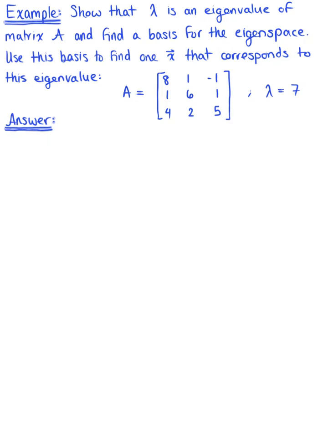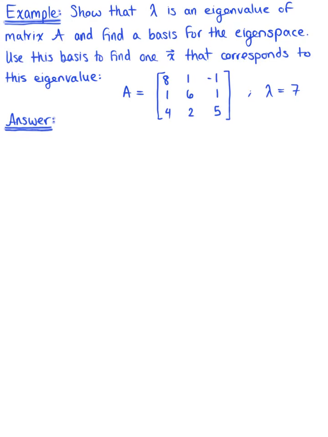Show that lambda is an eigenvalue of matrix A and find a basis for the eigenspace. Use this basis to find one vector x that corresponds to this eigenvalue. So here we have a beautiful 3 by 3 matrix A, and our eigenvalue, lambda equals 7.